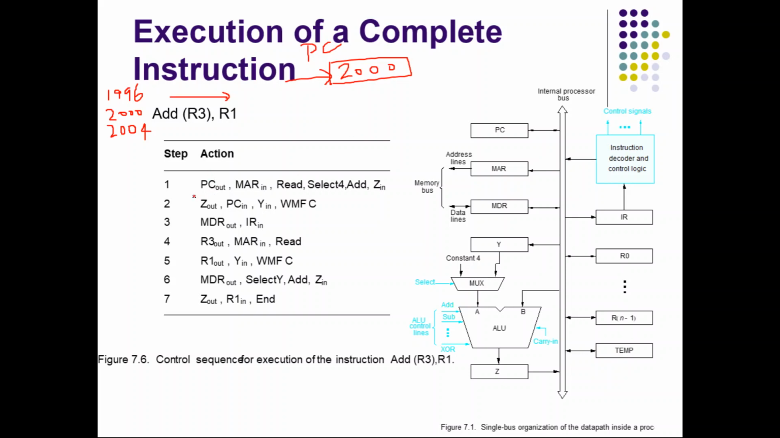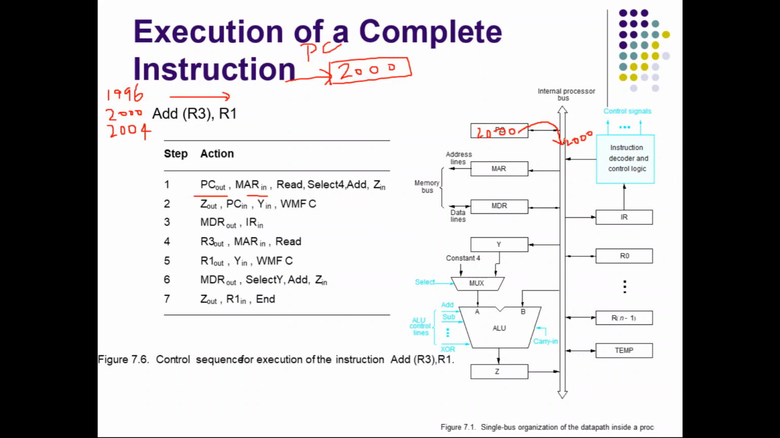So what we are doing is PC out and MAR in. Okay, what is PC? Here you see PC. PC contains 2000, that is the address of the next instruction to be executed. So what we say, PC out. PC out means whatever is available in PC will go out to the internal bus. So now the internal bus is holding the address 2000.